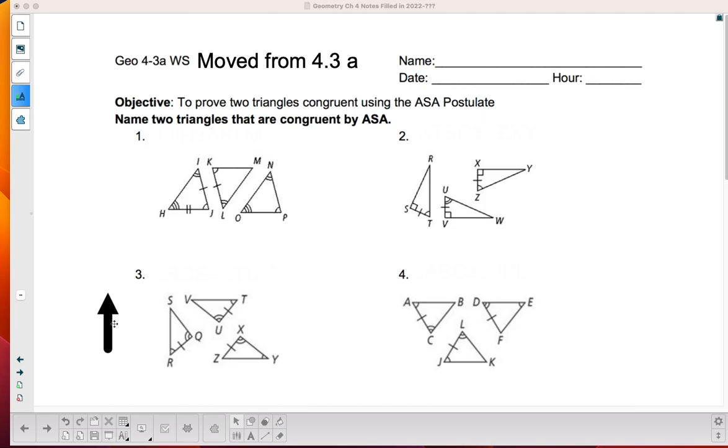Bloom, and this is the Geo 4.3a worksheet. Okay, what we're looking at is we want to name two triangles that are congruent by ASA.